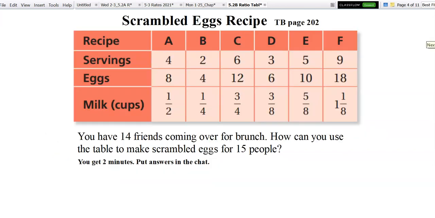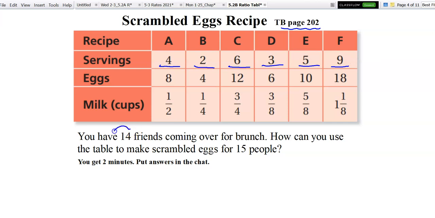Okay, so here's something I want you to look at. This is in your textbook on page 202. So let's say you have a scrambled egg recipe. Here's what I love, that you can make 4 servings, 2 servings, 6 servings, 3, 5, or 9. Okay, that's a lot of different recipes, but the ratio for all of them should still be the same, right? Because the amount of milk you add and the eggs you add, there's a recipe, and you don't want to change the recipe because if you add too much milk, that's just going to be weird. And if you add too much egg, maybe it's just not going to have the right consistency.